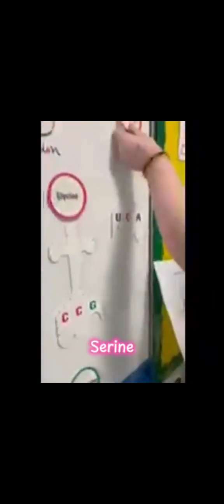So this one is CCG, so it would be GGC. So you go from G to G to C, which would be that, which is glycine. For this one, UCA would be AGU, which would be this, which would be serine.